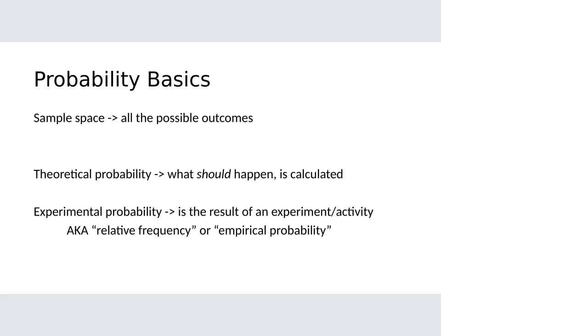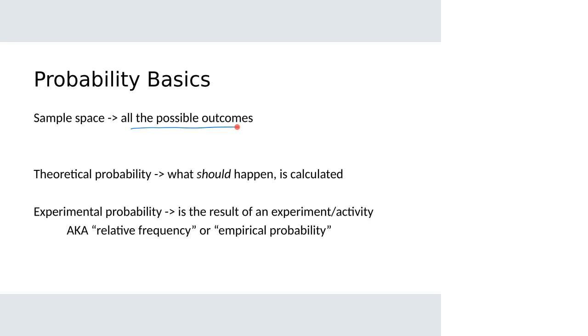Probability basics. Since we're doing an introduction to probability, we're going to make sure we have some terminology down. One of those really important terms for us is going to be sample space. A sample space is all the possible outcomes for a certain event. So something's going to happen. What are all the possible outcomes?